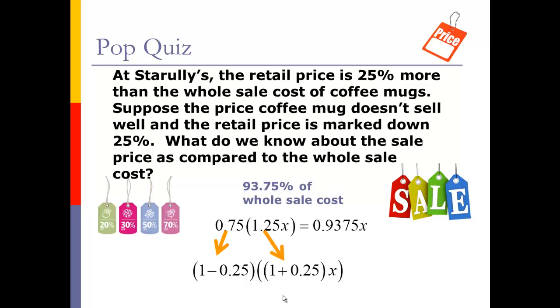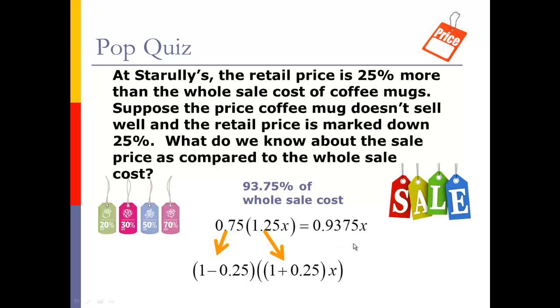But now when I do a markdown, it's 25% less from the 100%. So 100% of the retail price minus 25% of that, and that's where I'm seeing this 1 minus 0.25. So this part right here illustrates how I do the markdown on the retail price, and this part right here illustrates how I do the markup. And when you do these calculations, you're going to end up getting 0.9375.